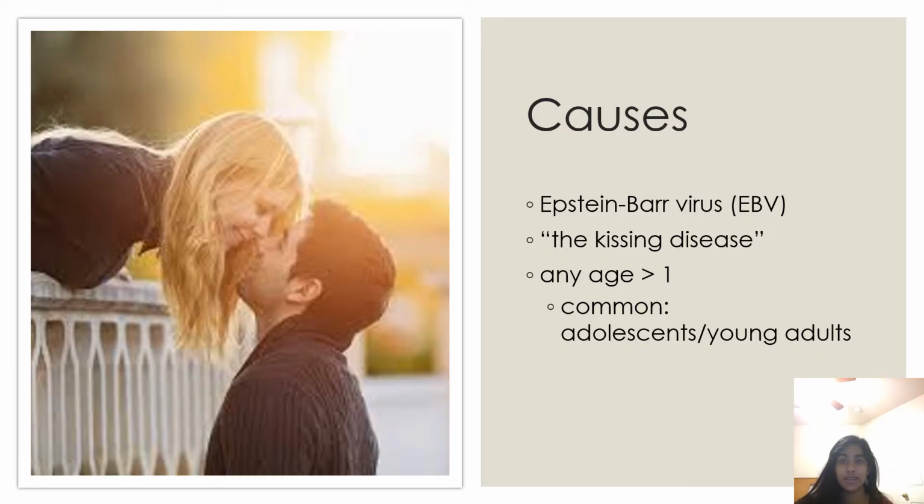So what exactly is mononucleosis? Well, commonly referred to as mono, the disease is really just a group of symptoms caused by the Epstein-Barr virus, also known as EBV. It's also more commonly referred to as the kissing disease, mostly because it is transmitted via saliva. And anyone past the age of 1 can be infected with EBV, but it typically tends to be more common in adolescents or young adults.